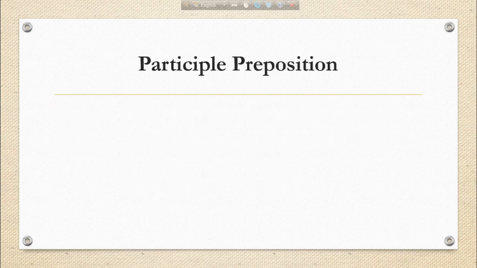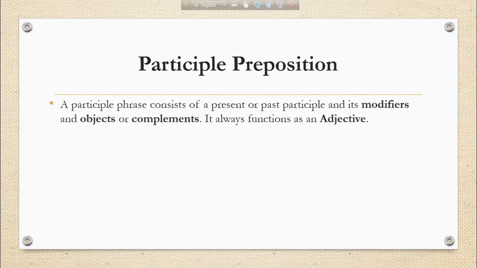Participle preposition. Before going into details about participle prepositions, let me clarify what a participle is. When verb plus ing performs the function of an adjective, then that is called a participle. A participle phrase consists of a present or past participle and its modifiers and objects or components. It always functions as an adjective.